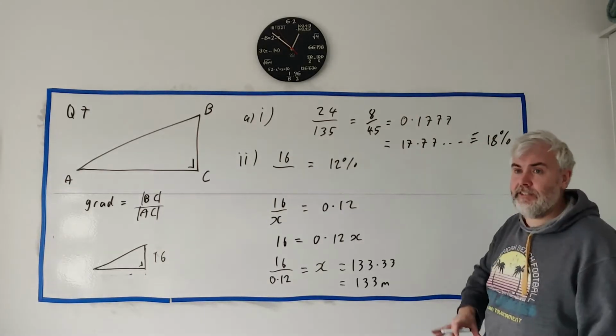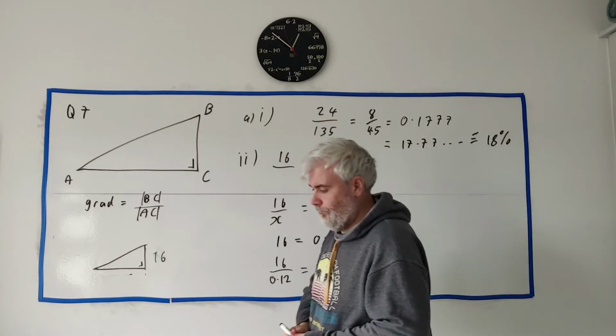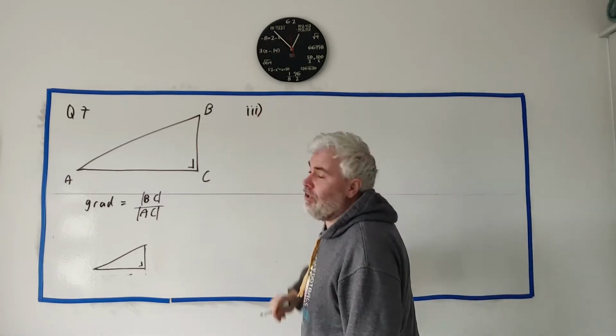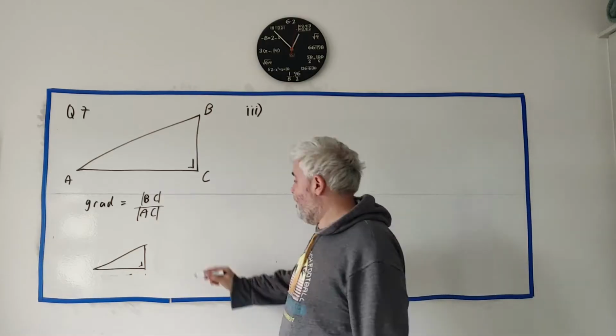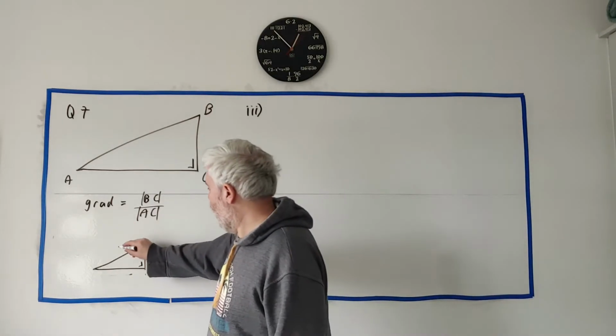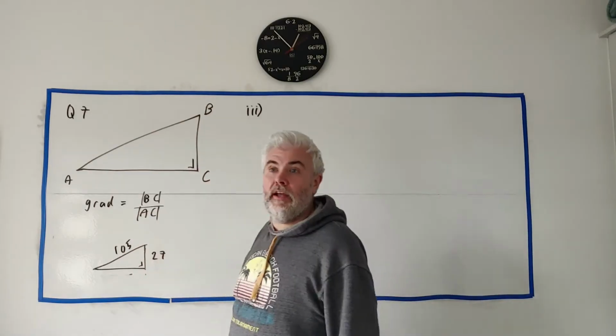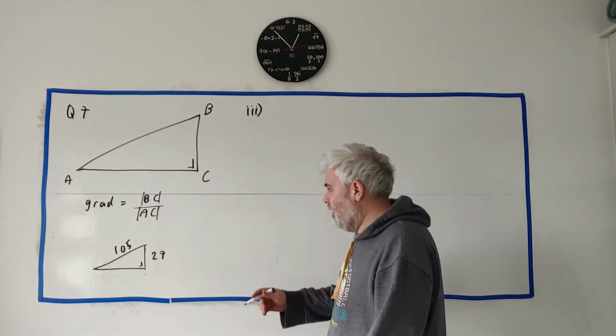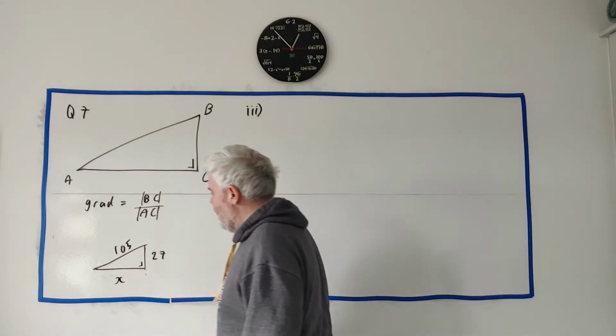Let me clean some of this and we'll do parts 3, 4 and 5. Okay, part 3, it tells us to use Pythagoras' theorem when BC is 27, AB is 105, to find AC. So we want to find the bottom one here. So again, let's put in an x. We don't know it, let's put in an x.